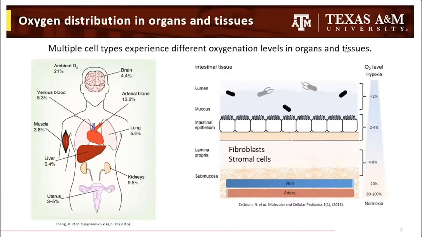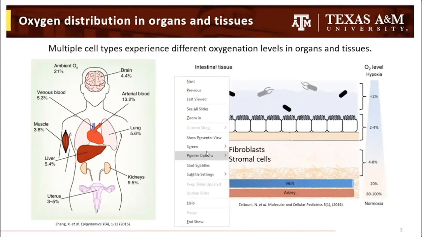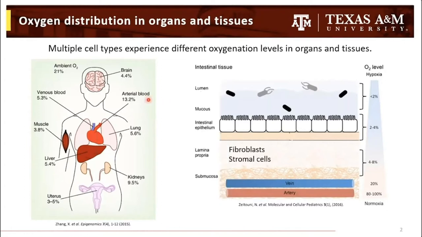Oxygen distribution in organs and tissues is very uneven, as you can see in these graphs. That unevenness is characteristic of oxygen distribution in both organs and within tissues. For example, in terms of organs, you see that the highest oxygen concentration in the body is in arterial blood, while the lowest one is in organs like muscle.